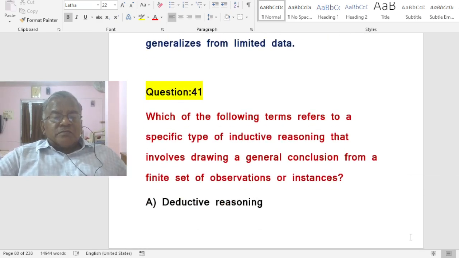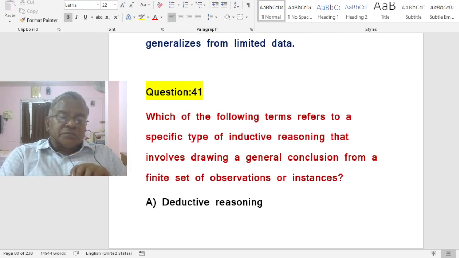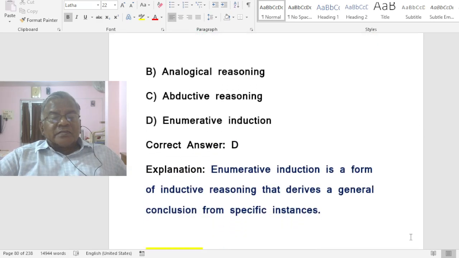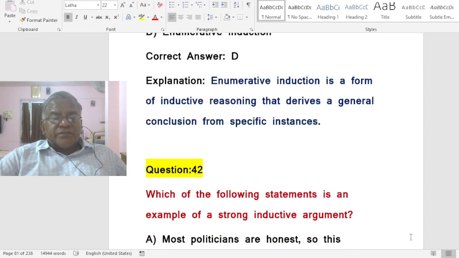Which of the following terms refers to a specific type of inductive reasoning that involves drawing a general conclusion from a finite set of observations or instances? It's a very tough question. That is enumerative induction. There is a concept called enumerative induction. Enumerative induction is a form of inductive reasoning that derives a general conclusion from specific instances.